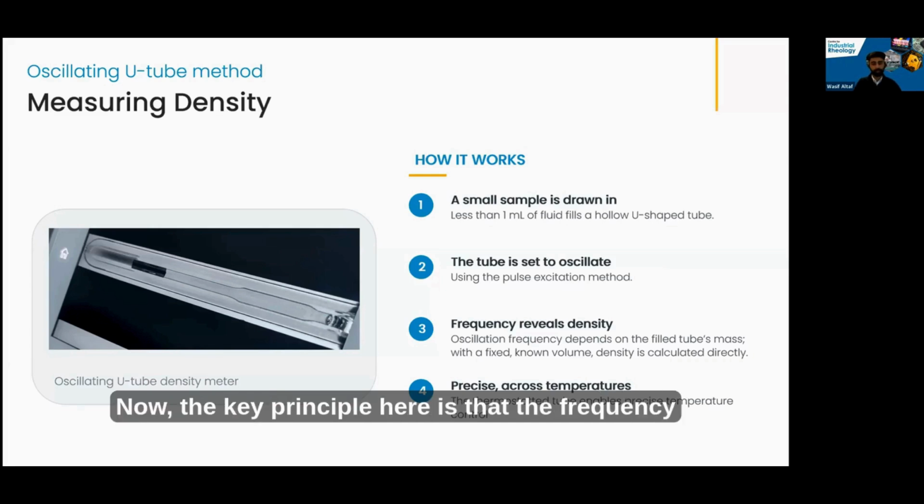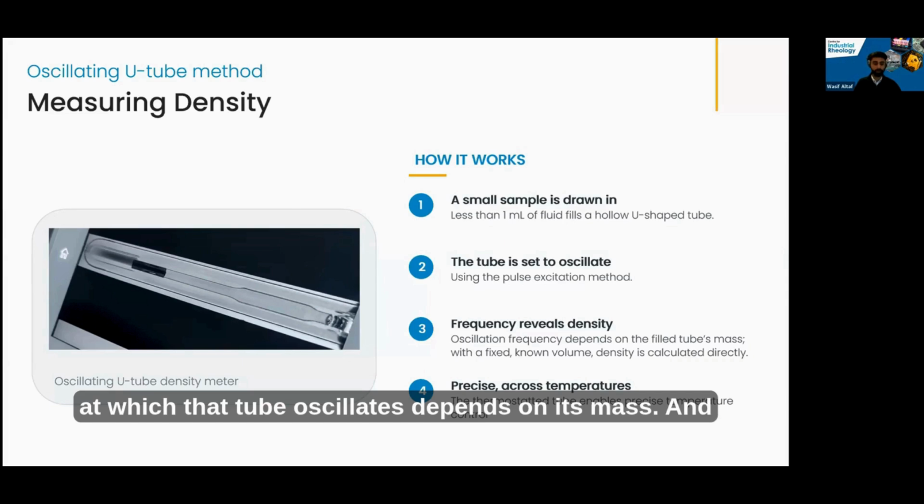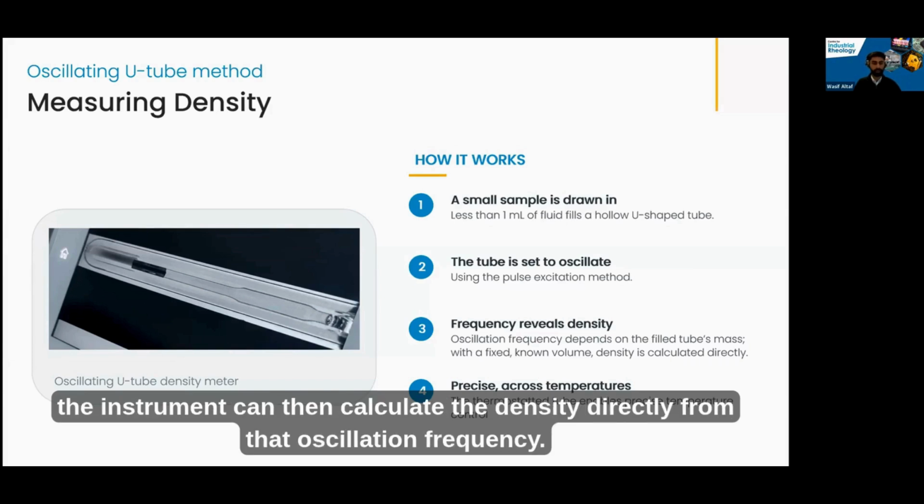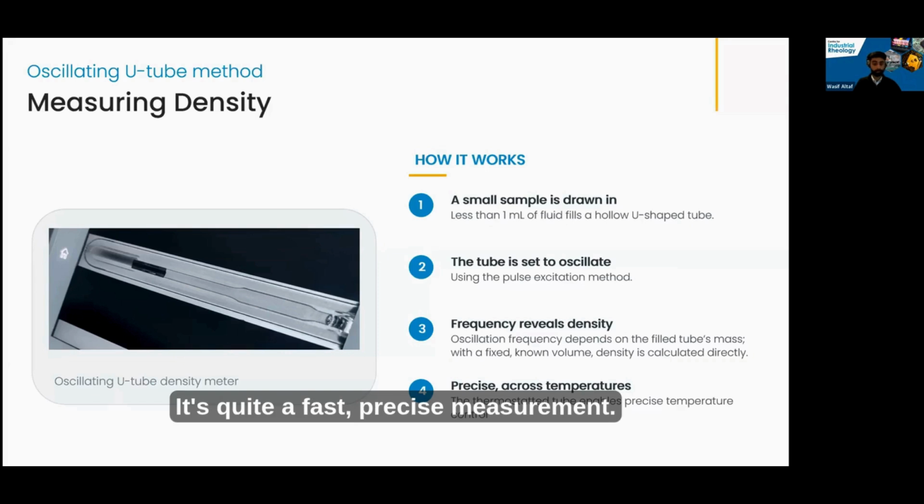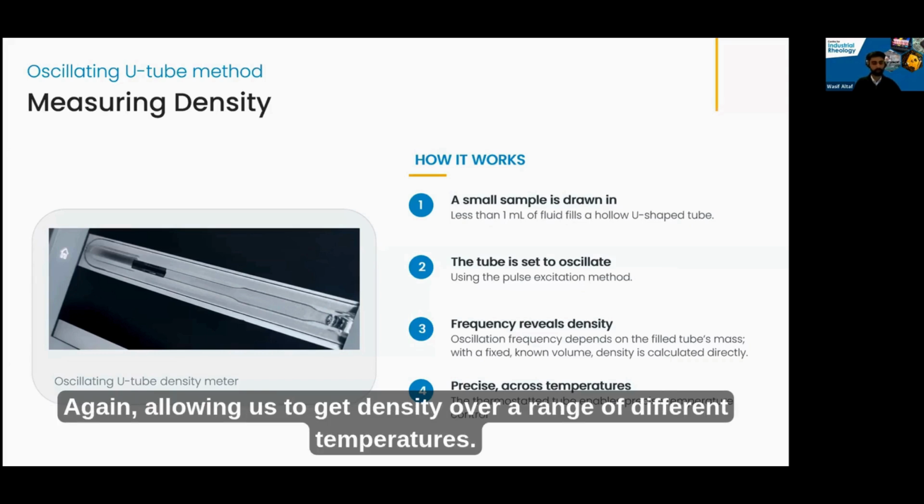Now, the key principle here is that the frequency at which that tube oscillates depends on its mass. And since the volume of the fluid inside is fixed and known, the instrument can then calculate the density directly from that oscillation frequency. It's quite a fast, precise measurement. And as the tube itself is thermostated, it's quite good for precise temperature control, again allowing us to get density over a range of different temperatures.